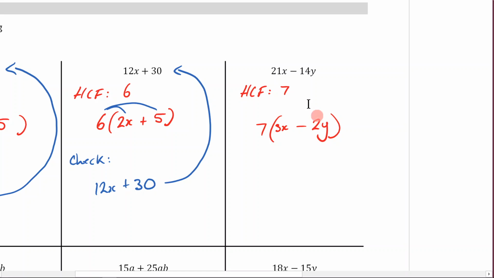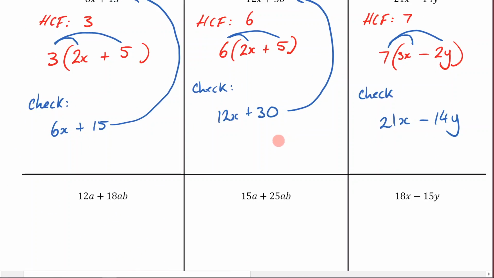And then if you wanted to, you can check your answer. Let's check it. 7 times 3x is 21x. 7 times negative 2y is negative 14y. And that's our answer. Perfect. Let's keep on going.